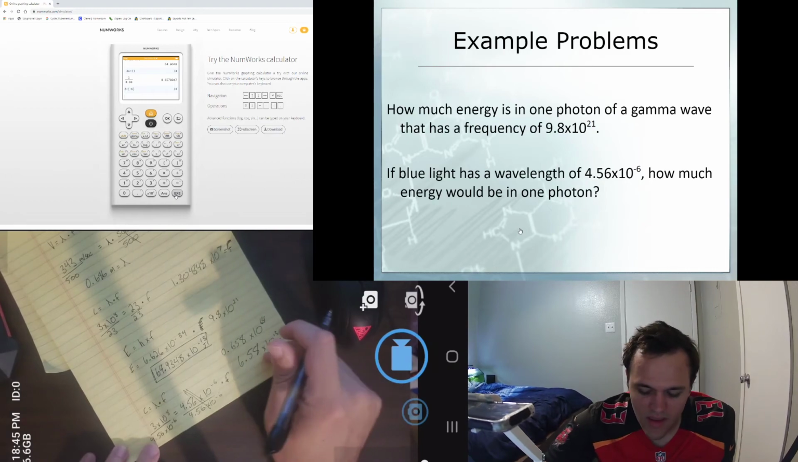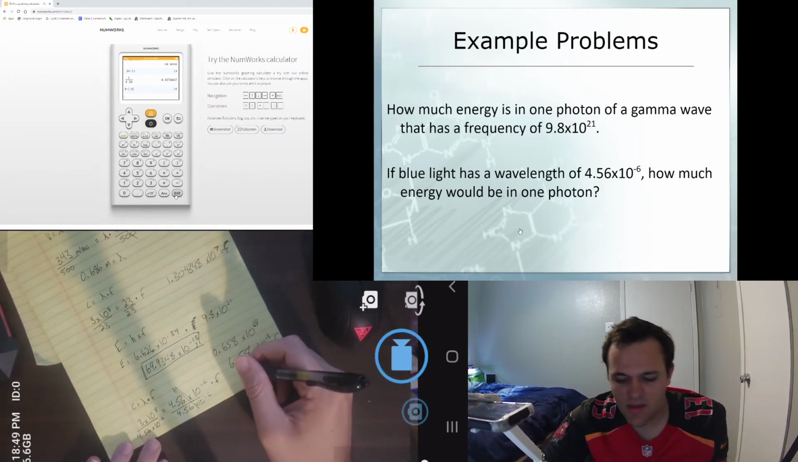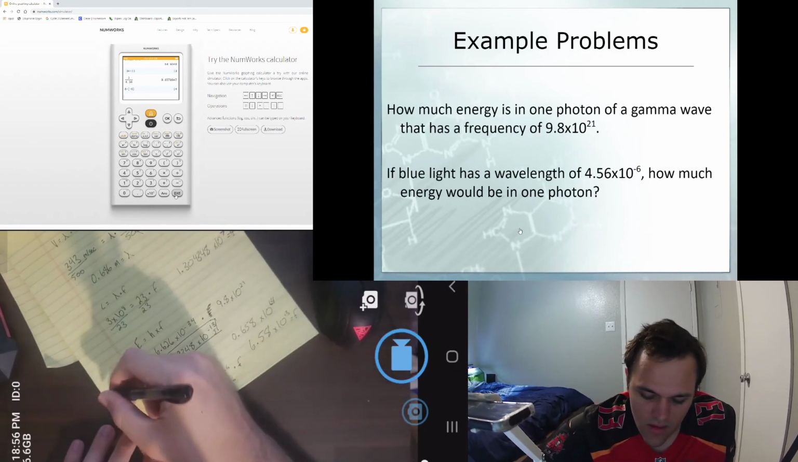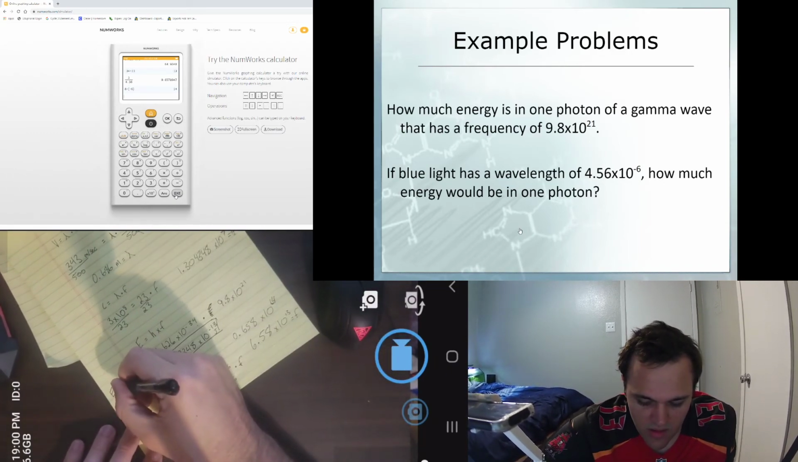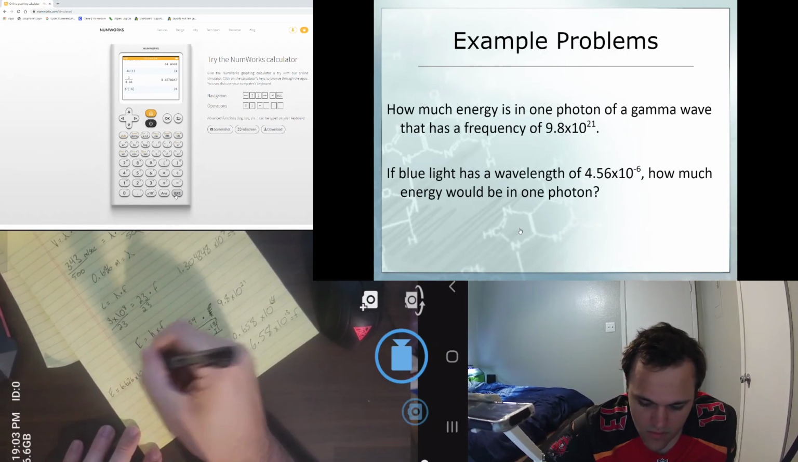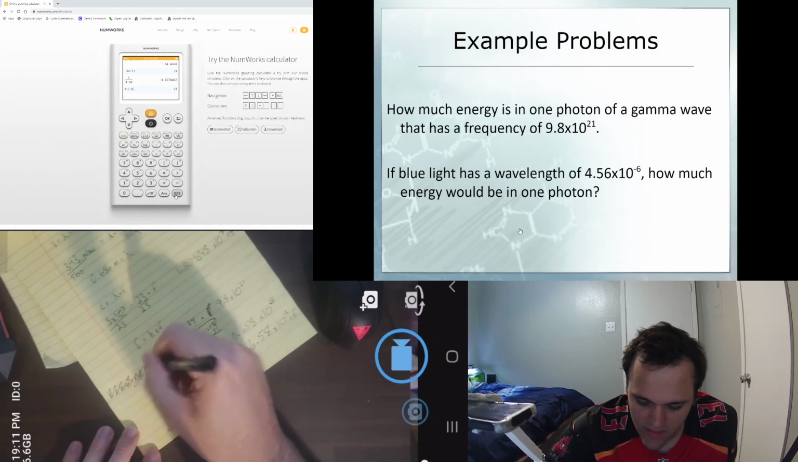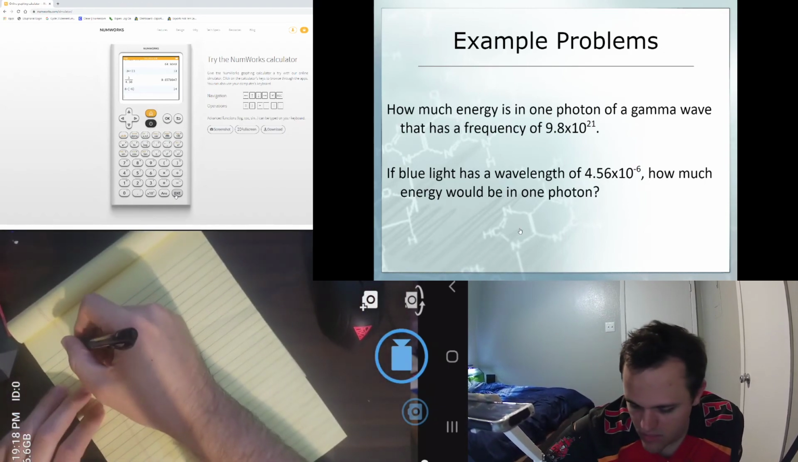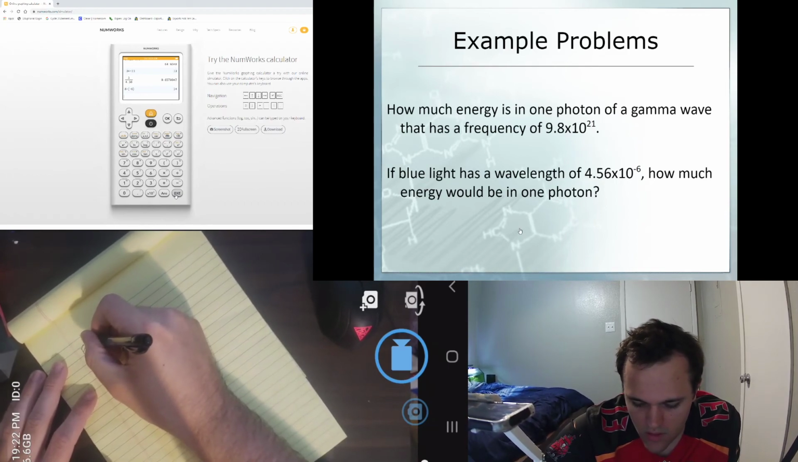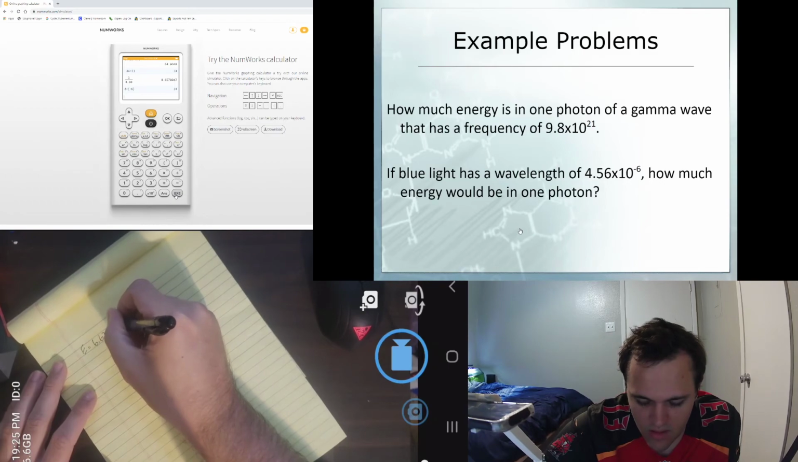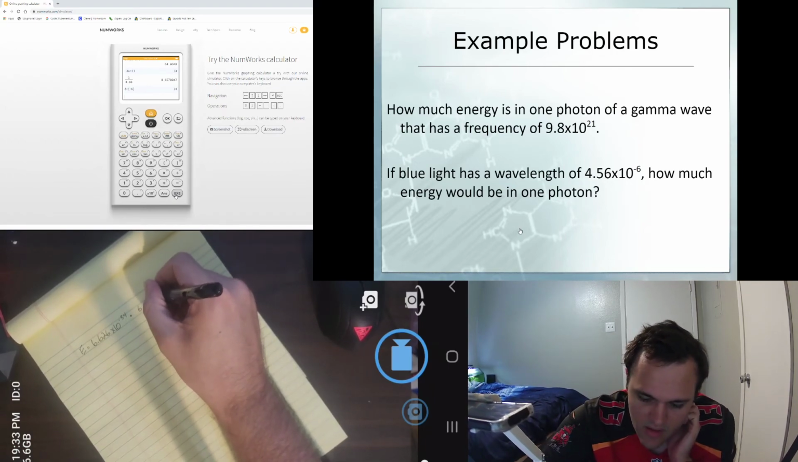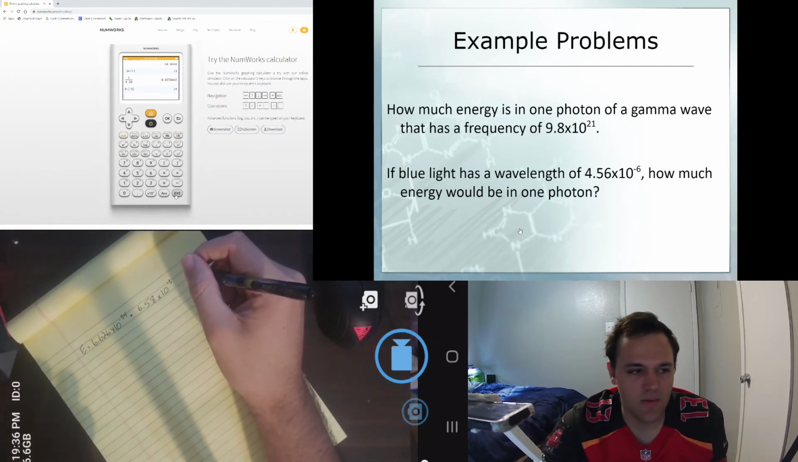And then our second step will be to plug that into our energy equation. So we know that E is equal to H times frequency. So here we can plug in our H, which is the Planck's constant again. It never changes. We're not going to have enough room, I'll just do it on the next page. So E is equal to Planck's constant, 6.626 times 10 to the negative 34, and then times our frequency, which was 6.58 times 10 to the 13th. And then we just multiply these together.